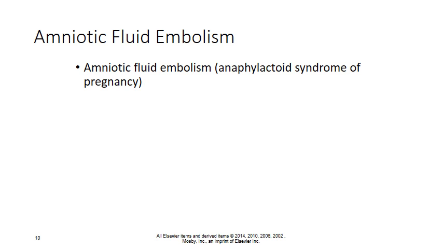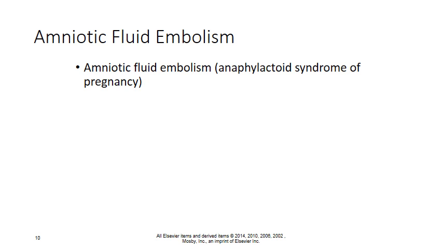We can't predict when it'll happen, so we can't prevent it, but some risk factors such as multiparity, advanced age, placental abruption, placenta previa, preeclampsia, fetal macrosomia, as well as fetal demise are all risk factors.